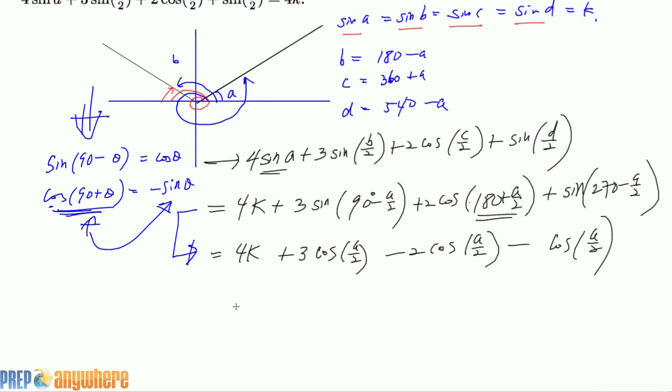Okay, so now you can see that we have 3 cosine of A over 2, and we have a minus 2 and a minus 1 here, so they will all add up to nothing. And we've just proven that this whole thing is equal to 4K.